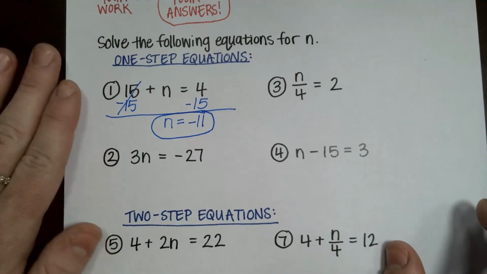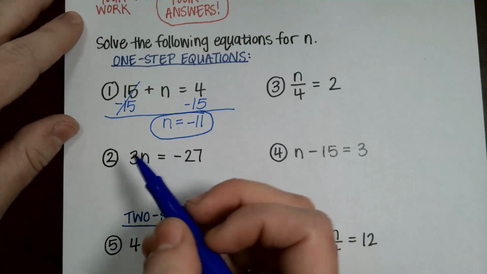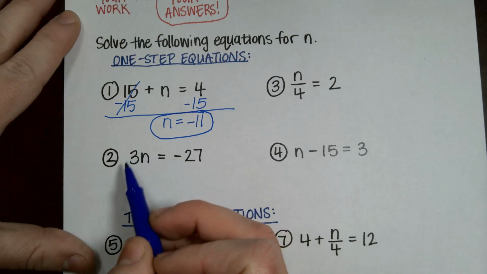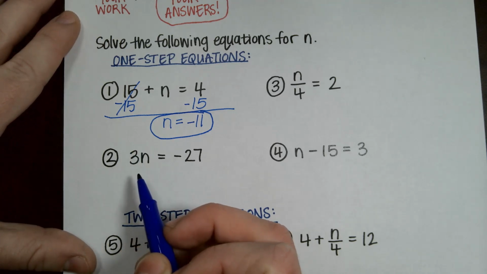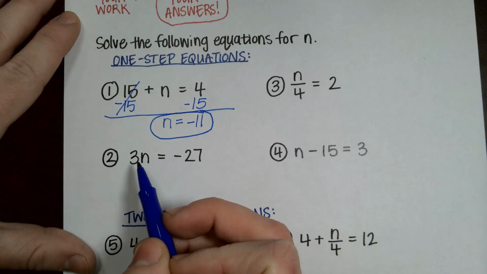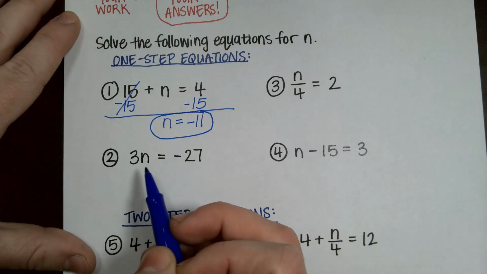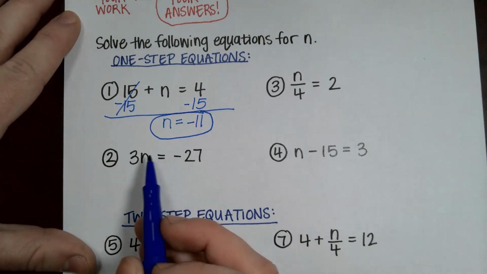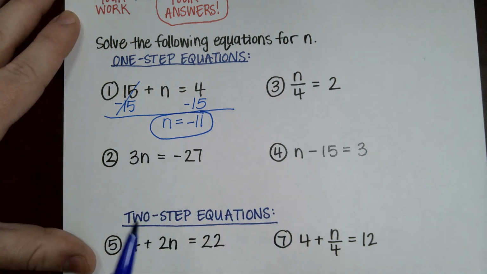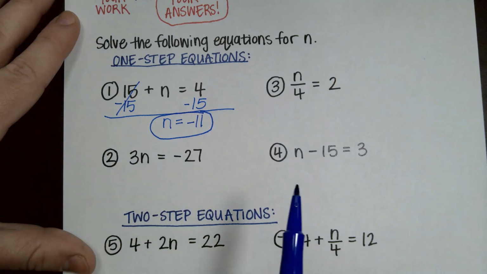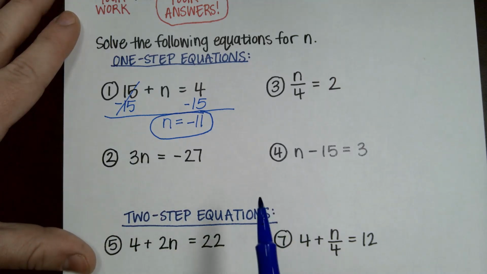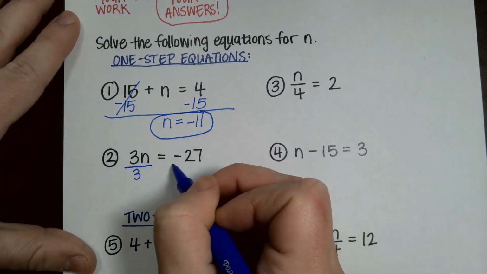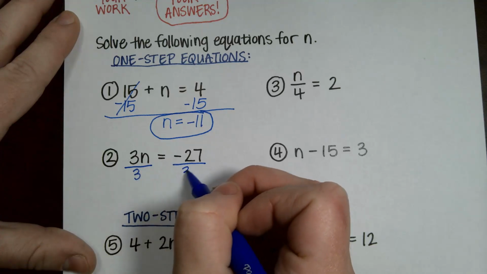Okay, let's look at number 2. For number 2, we have 3n equals negative 27. So first of all, whenever I have a variable that's attached to a number like this, what does this really mean? What's happening here? Multiplication. Yes, we're doing a multiplication problem, 3 times n. So if I want to get n by itself, how am I going to get rid of that multiplication? Yes, we're going to divide by 3. So I'll divide by 3 here. And whatever I do on one side of the equation, I've got to do to the other.